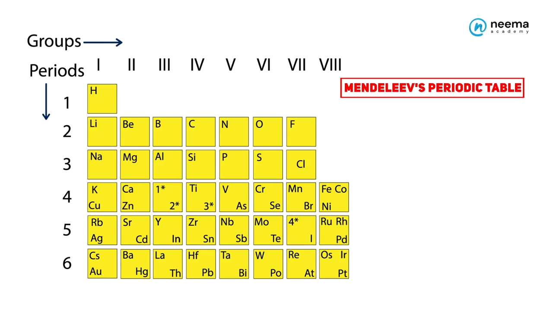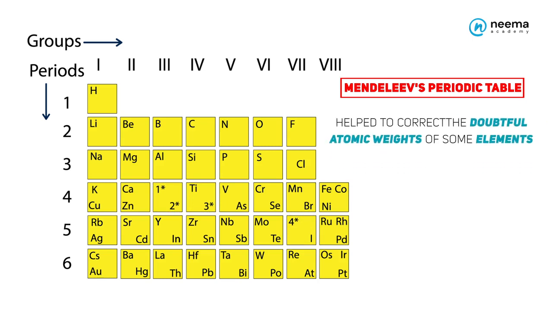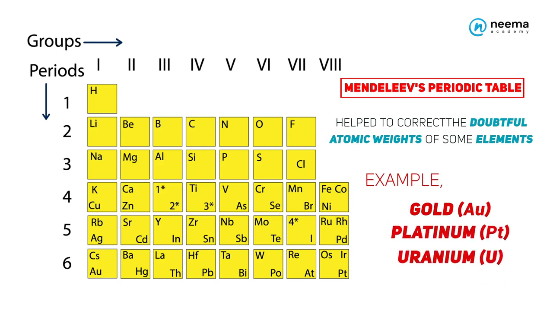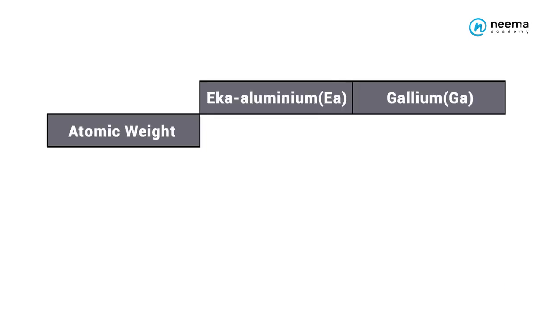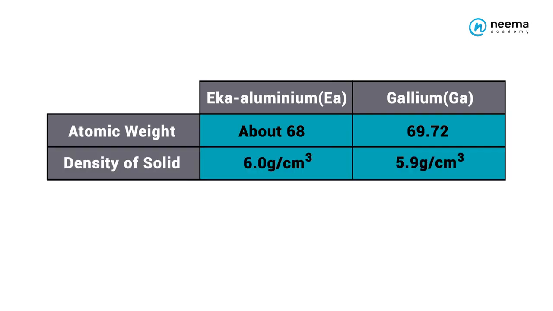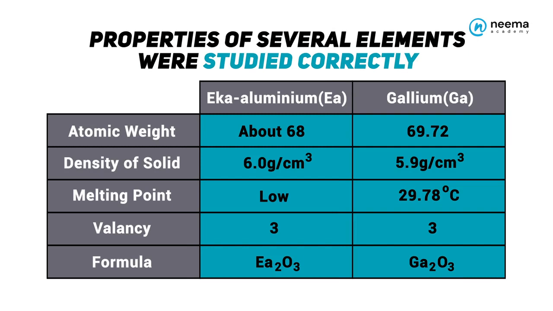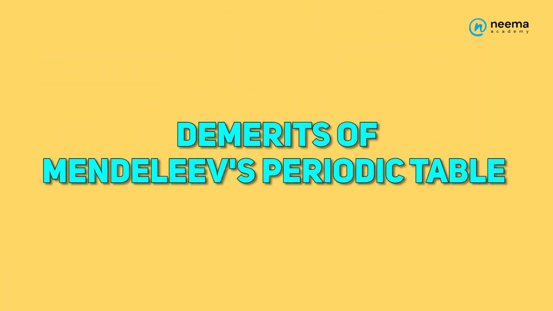3. Mendeleev's periodic table helped to correct the doubtful atomic weights of some elements on the basis of their position in the periodic table. For example, gold, platinum, uranium, etc. 4. With the help of Mendeleev's periodic table, properties of several elements were studied correctly. Finally, I will tell you the demerits of Mendeleev's periodic table.